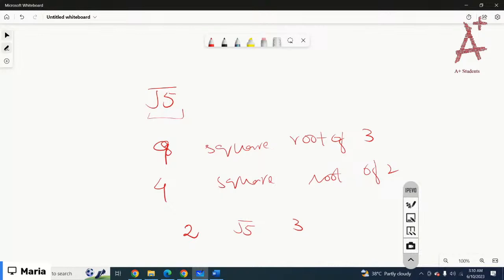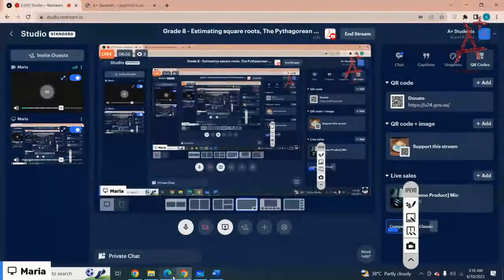That means square root 5 is between 2 and 3. It would be around 2.2, something like that. You can check on the calculator, it would be around 2.2. So that means square root 5 lies between the two consecutive whole numbers 2 and 3.